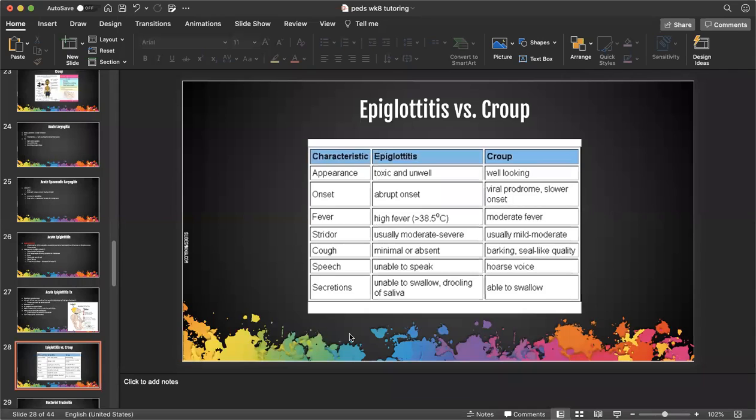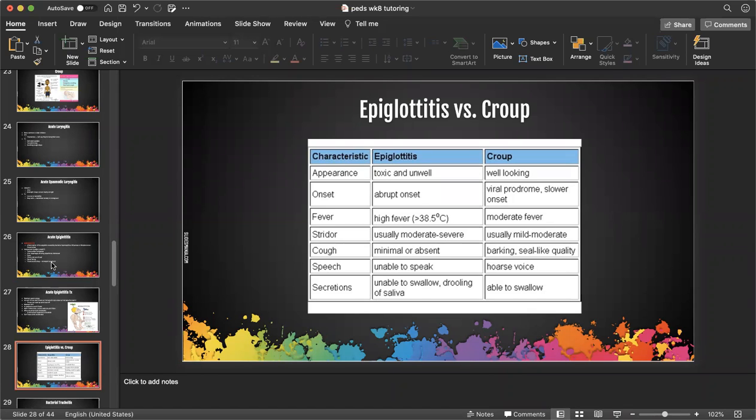For their cough, for epiglottitis, it'll be minimal or absent, and for croup, remember how I said they have that barky, seal-like sounding cough. Epiglottitis, they're unable to speak. For croup, they have a hoarse voice. And then epiglottitis, they're not able to swallow their secretions. They'll be drooling a lot. So remember those 4Ds. And with croup, they're able to swallow.